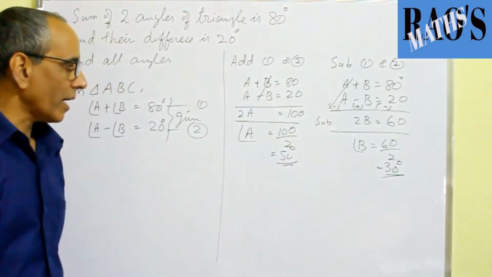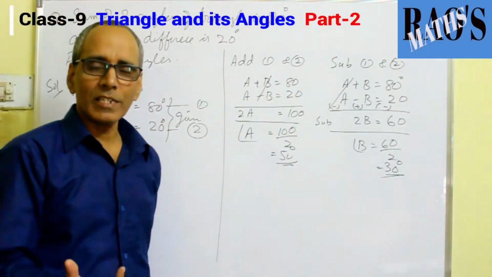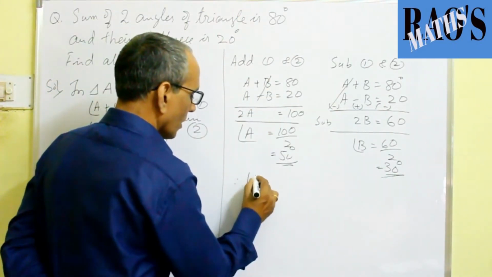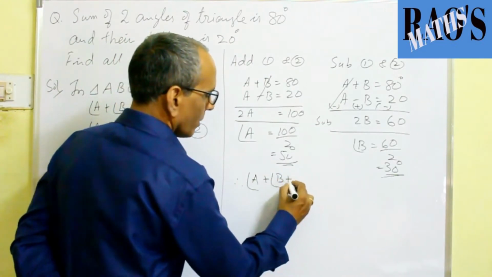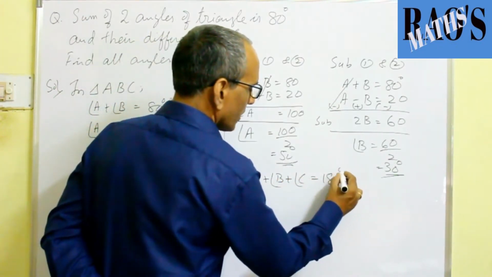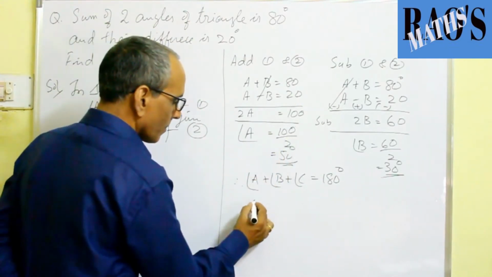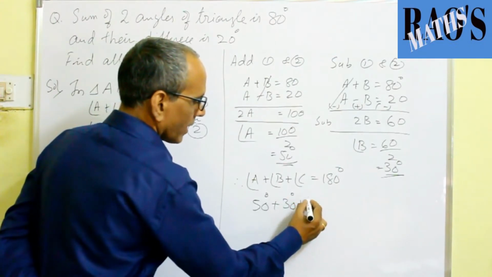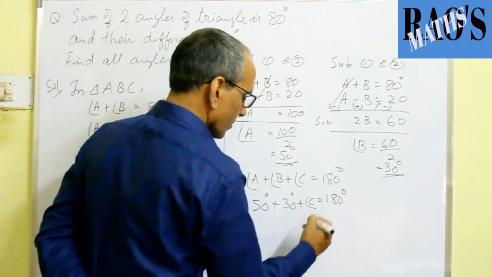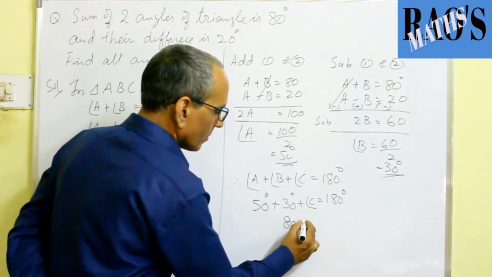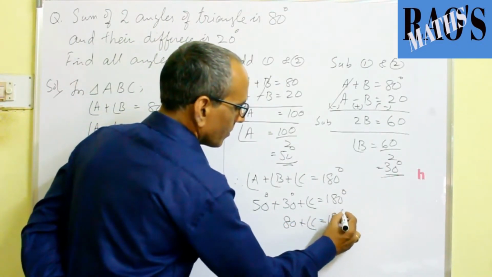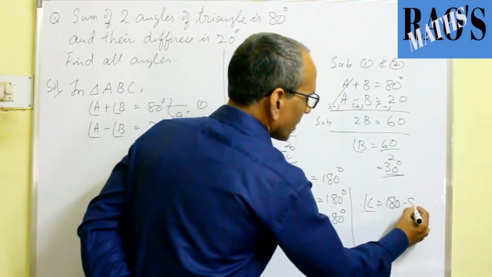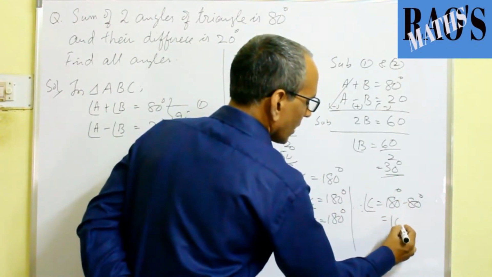Okay. We got angle A and angle B. We can find C now. We know the sum of the angles is 180. Therefore, angle A plus angle B plus angle C is equal to 180 by property. Angle A we reached 50, angle B is 30 and angle C is to be found out, but the sum is 180. So 80 plus angle C is equal to 180. Therefore, angle C is equal to 180 minus 80, which results in 100 degrees.